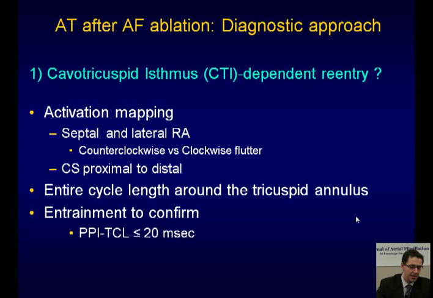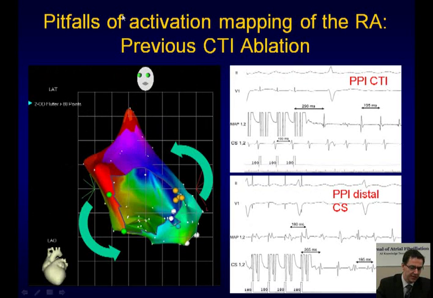The entire cycle length of the tachycardia should be found around the tricuspid annulus, and in all cases it's important also to perform entrainment to confirm the mechanism of the arrhythmia. If the arrhythmia is a cavo-tricuspid isthmus-dependent reentry, then the PPI minus tachycardia cycle length should be less than 20 milliseconds.